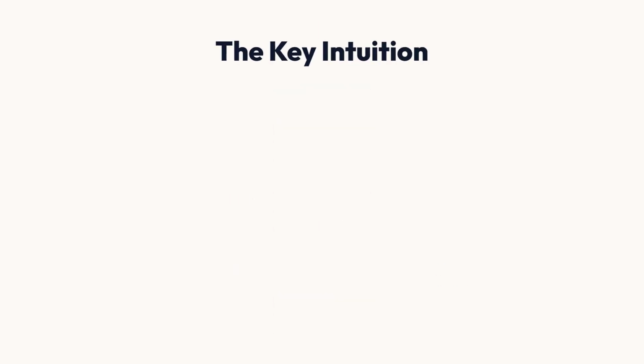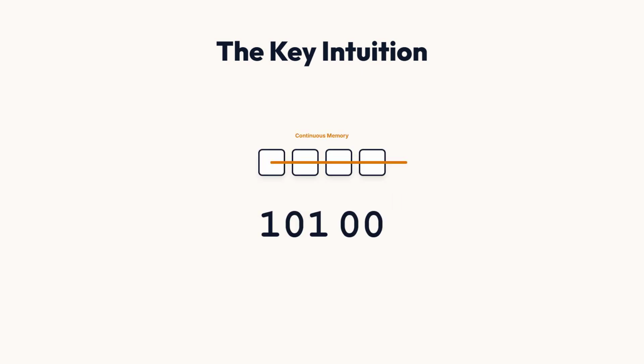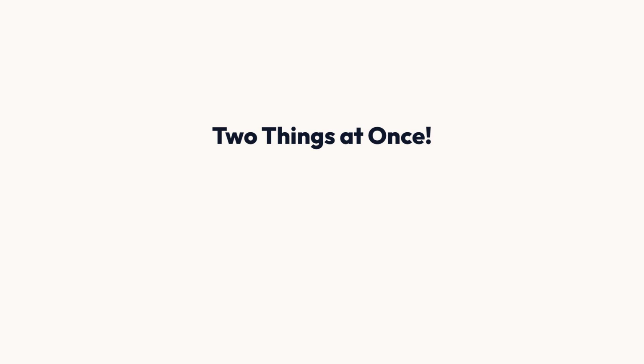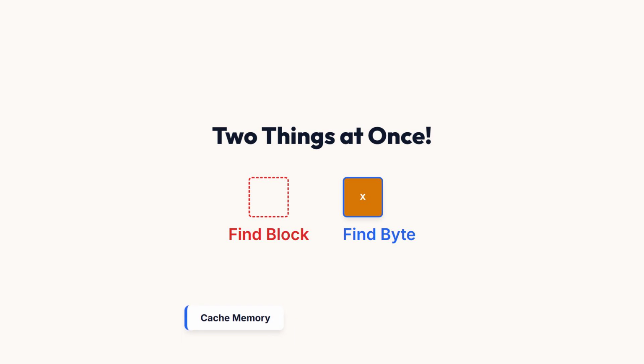Now here's the key intuition. Within a block, memory is continuous, and in binary numbers, the rightmost bits change first. That means those bits change the fastest, which is why we use them as the offset. So every memory address is actually doing 2 things at once. It finds the block, and it finds the exact byte inside that block. This simple idea shows up everywhere, from cache memory to paging, and even file systems. So the next time you see a memory address, don't just think of it as a number.